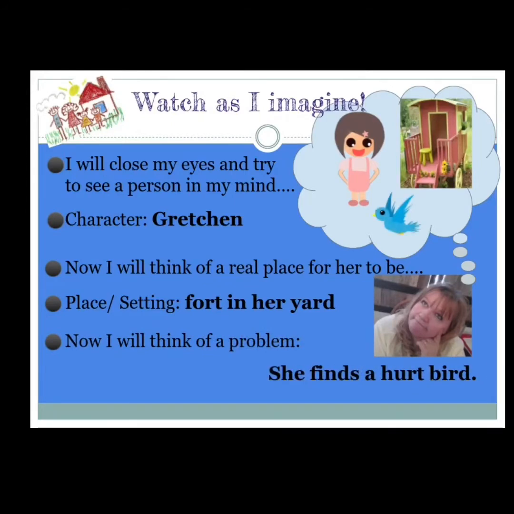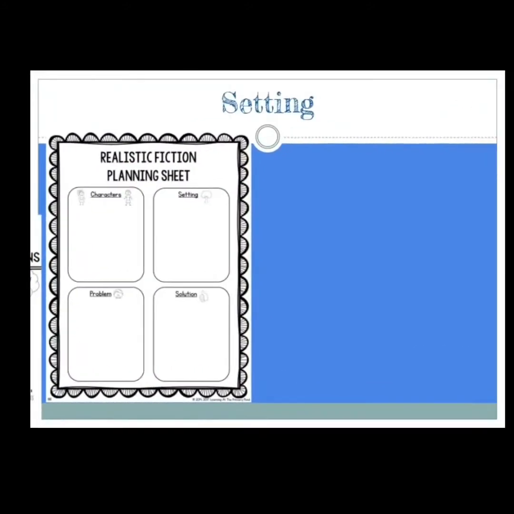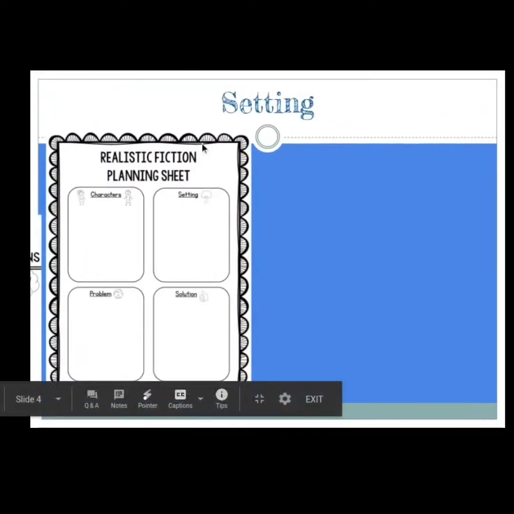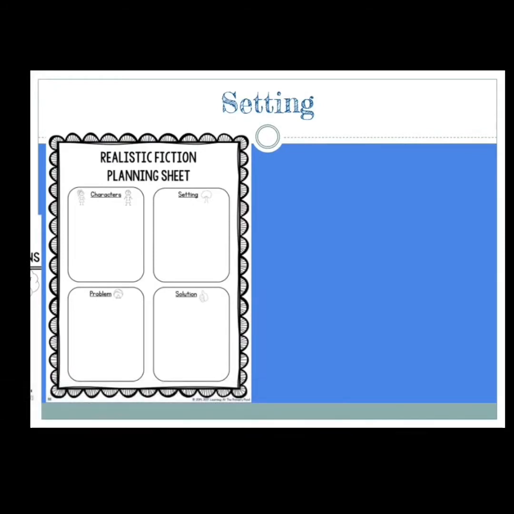Okay, so what you're going to do today is you're going to find this page. It's a realistic fiction planning sheet. You're going to find it in your packet and grab that, and we're going to start filling it out. I'm going to show you how I fill it out for my character, Gretchen, and the story that I'm writing, and you're going to fill it out for the story that you're creating.